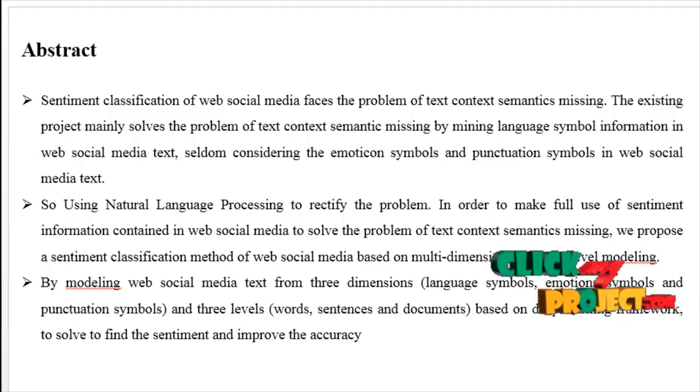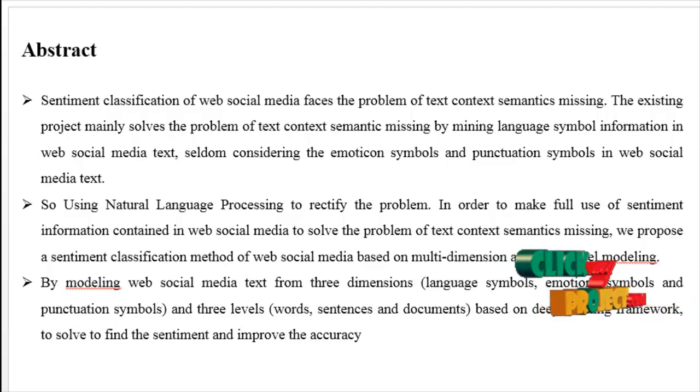Abstract. Sentiment classification of web social media faces the problem of text context semantics missing. The existing project mainly solves the problem of text context semantic missing by mining language symbol information in web social media text, seldom considering the emotion symbols and punctuation symbols in web social media text. So, using natural language processing to rectify the problem.